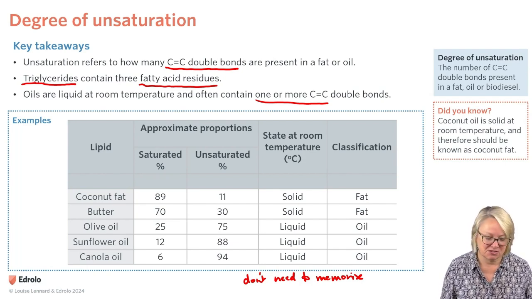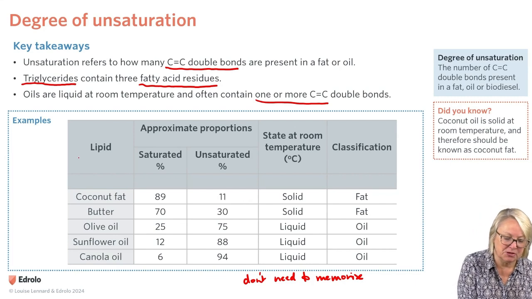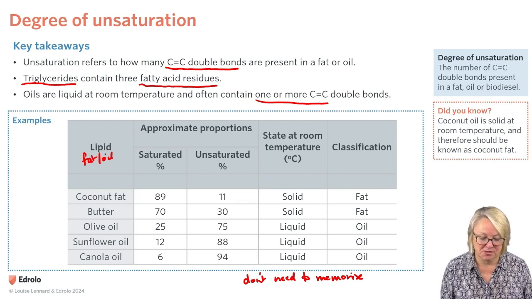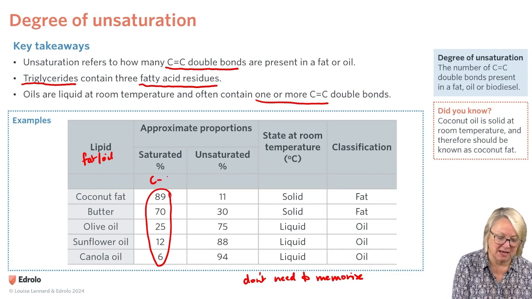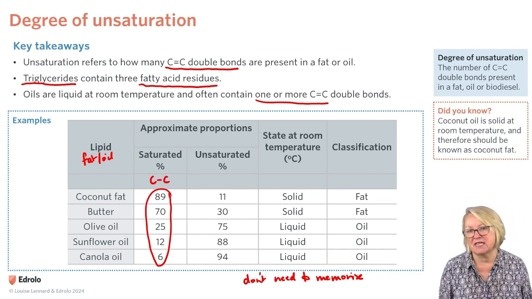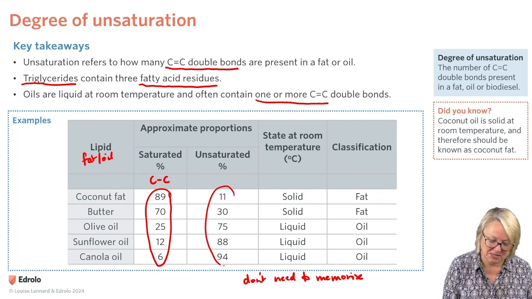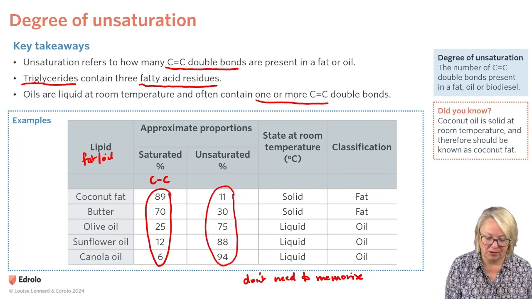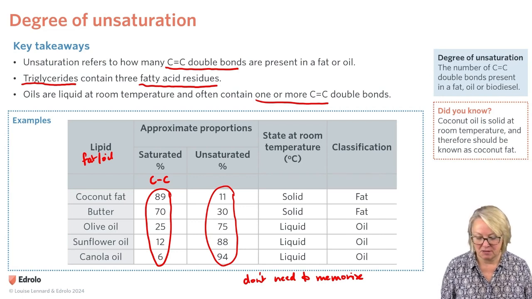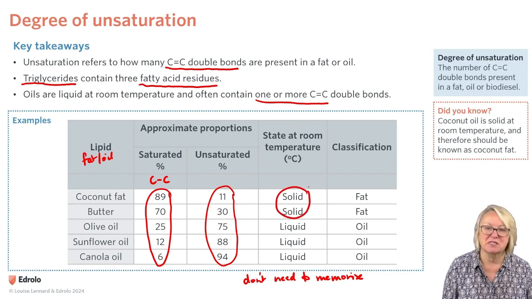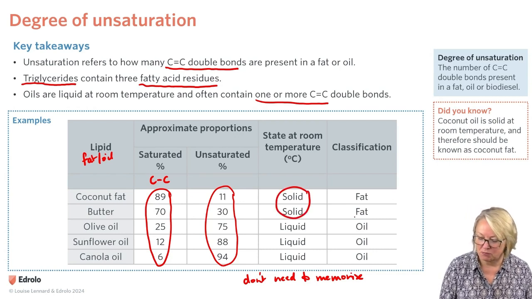But what it's trying to show is that the lipid or the fat or oil, depending on its source, they vary in their content of saturated fats, which means carbon-to-carbon single bonds only in the fatty acid residues, or unsaturated fats. So canola oil is 94% unsaturated, whereas coconut fat is only 11% unsaturated. Now, the more saturated the fat, the more likely it's going to be solid at room temperature, and that's when we call it a fat.